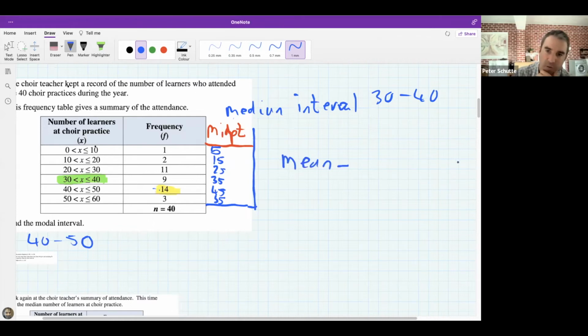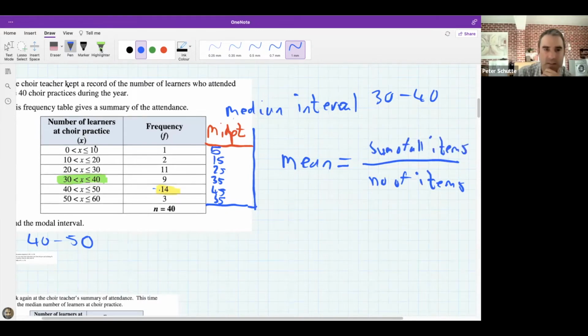Now, what was the formula for the mean? Well, it was the number of items, and then it was the sum of all the items. So I want to know, what is the number of items in this data set? So the total data set, so not just one interval. Well, if you look at the total of the frequency column, it's 40. So the total number of items in this data set is going to be 40. And so we divide by 40.